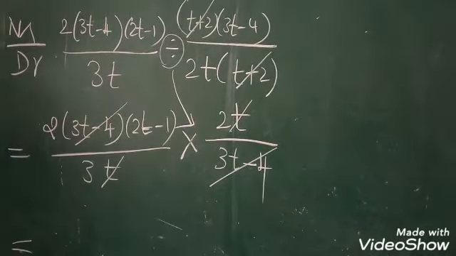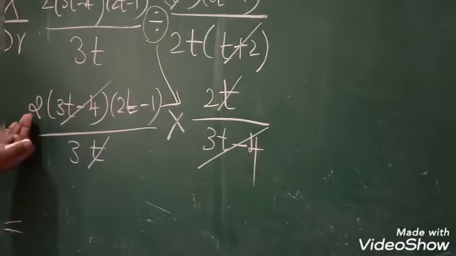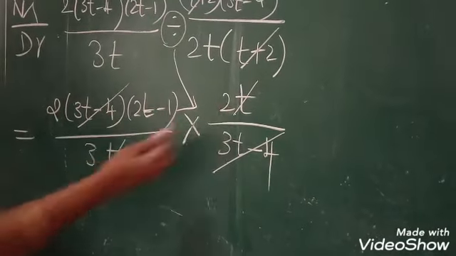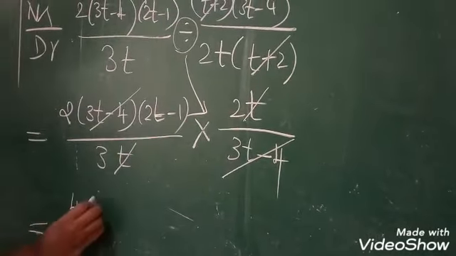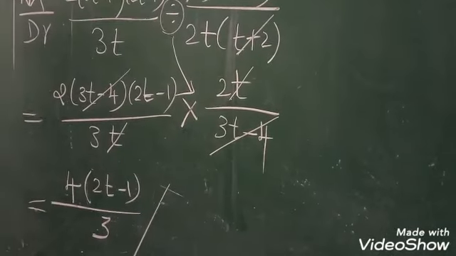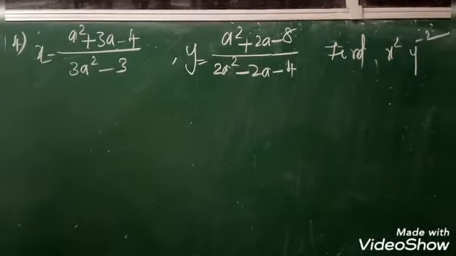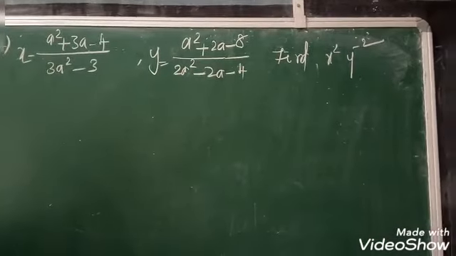What are the remaining in the numerator, girls? Yes, 2, then 2t minus 1, then 2. 2 2s are 4, the remaining is 2t minus 1 divided by only 3. Okay girls, this is the answer for the fourth sum. See, because the fourth sum is very important. 4 and 5 are important in this exercise.